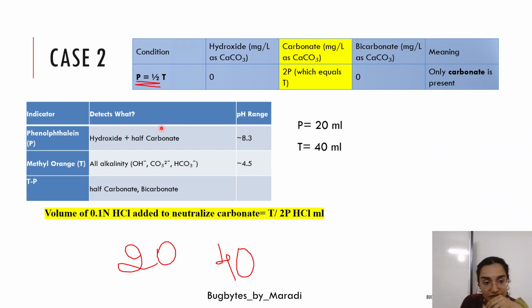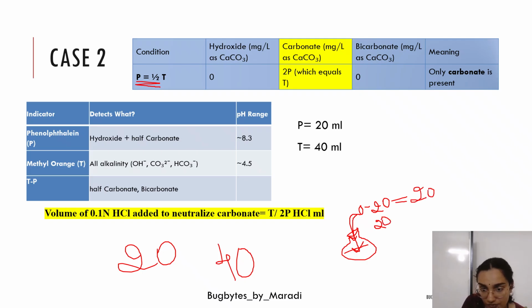What about the remaining half of the carbonate? That is done by the methyl orange indicator. When you add methyl orange indicator and titrate against acid, the answer you get is 20. If you're doing it in the same 50 ml water sample, just imagine you have taken the conical flask over here and you're titrating it. Suppose for P you got 20 ml, from 0 to 20, that is equal to 20 ml. Then 20 to 40 is also 20 ml.